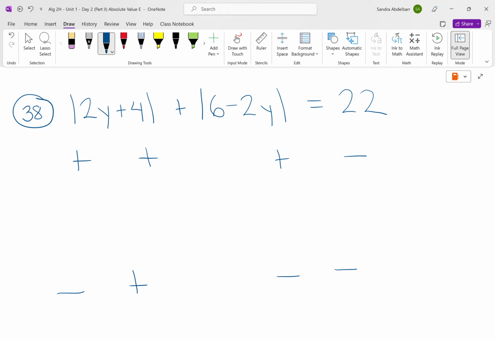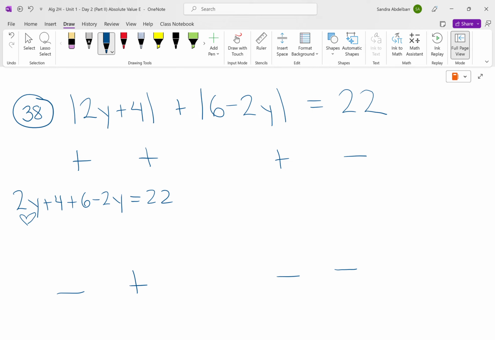Well, we are going to work out those scenarios and see what happens. So if both of them are positive, all we do is just take the quantities out of the absolute values and set up our equation. So this is 2y plus 4 plus 6 minus 2y equals 22. Everything just comes out positive.